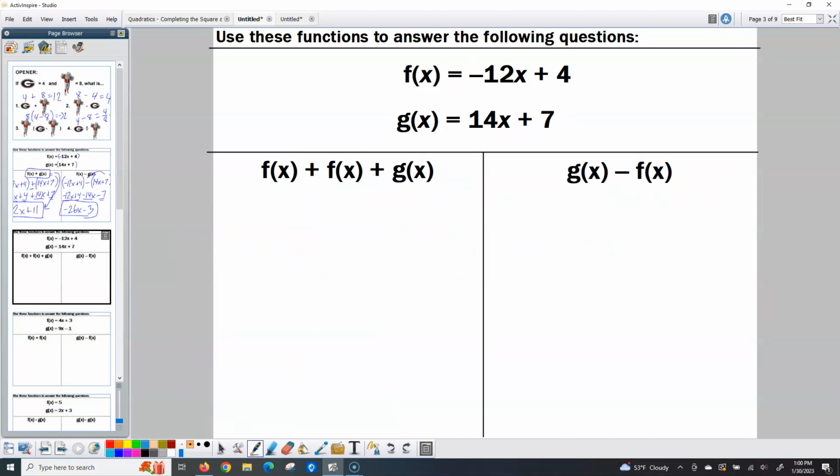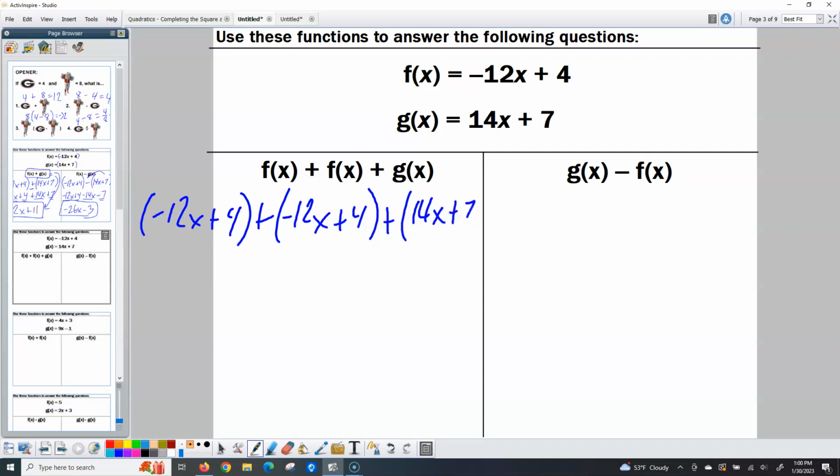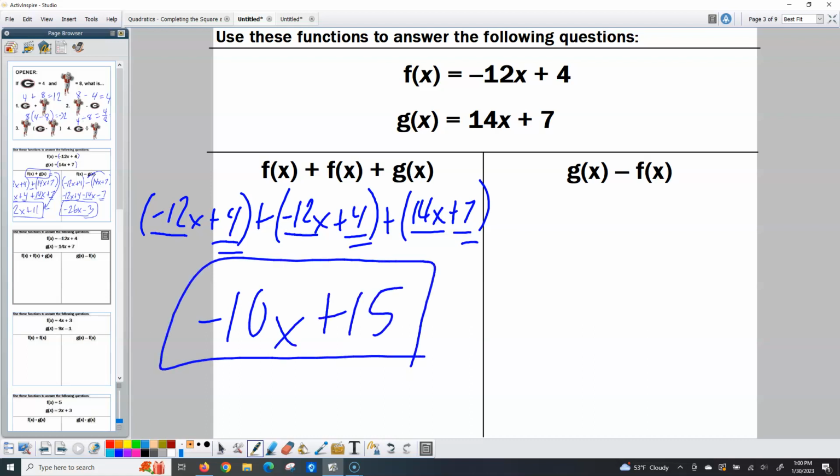Next one, you're adding three different things. So you got f of x is negative 12x plus 4 plus f of x is negative 12x plus 4 plus g of x is 14x plus 7. Same kind of ordeal. You could drop the parentheses since you have all addition signs there and combine all your like terms. Negative 12x and negative 12x and 14x, I think, gives you negative 10x. And 4 and 4 gives you 8. Plus 7 would give you 15.